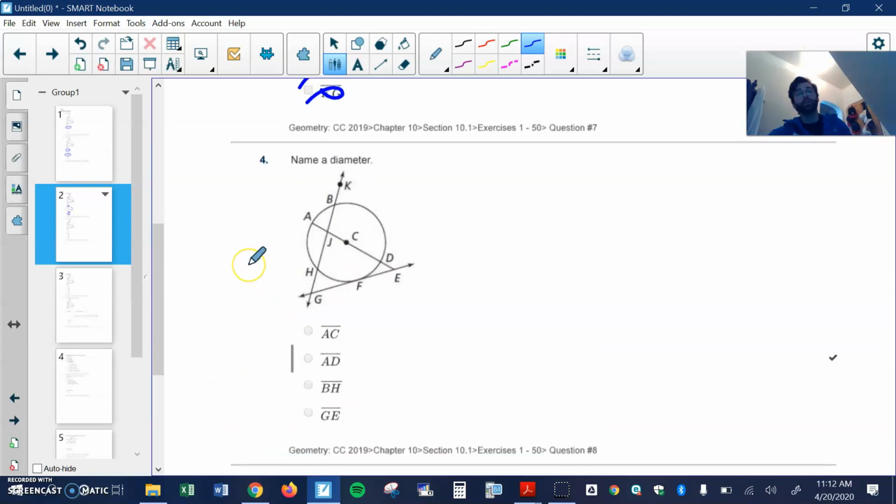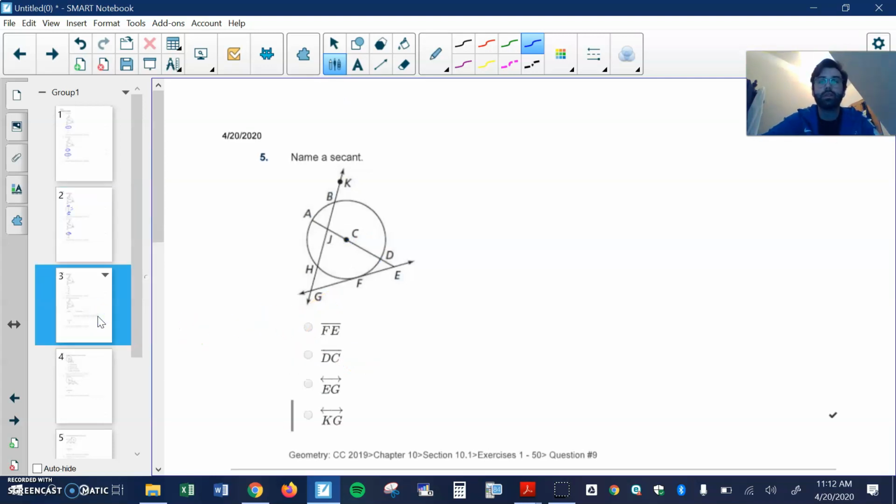Name the diameter. Well, there's only one, because there's only one segment that has 2 endpoints on the circle and goes through the center, and that is AD. Here we go. We're cruising.